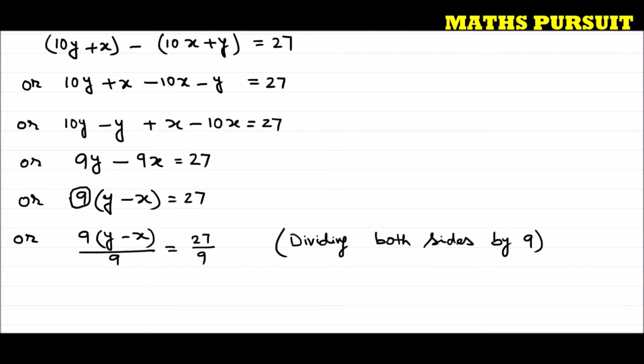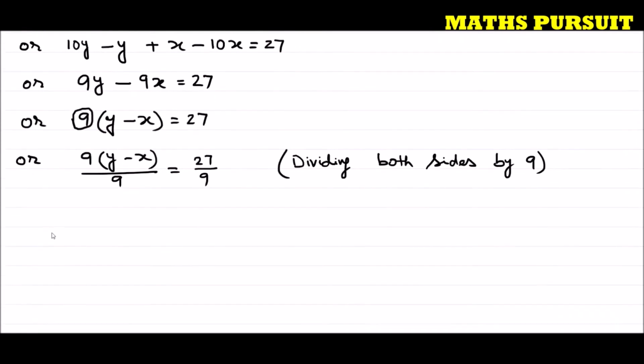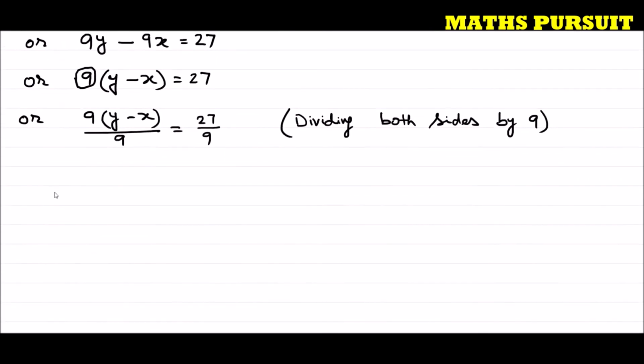If I am dividing something on the left side of the equation, I should also do the same thing to the right side of the equation. For that reason, I am dividing both sides of the equation by 9. Hope guys you are understanding.